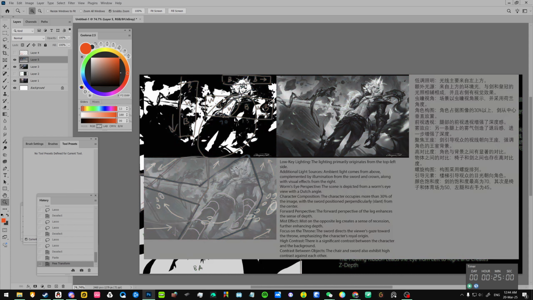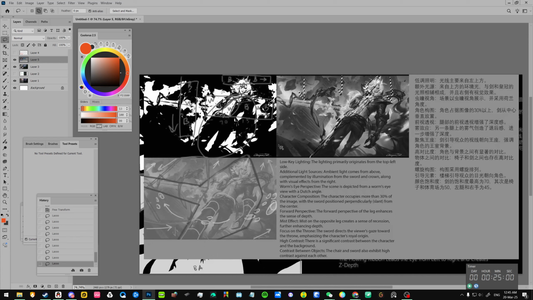So, Control I. This is a low-key lighting, and the light source comes from the top left. As we can see, this is where a lot of impacted areas are, and the ambient light source coming from the top helps with this composition as well.